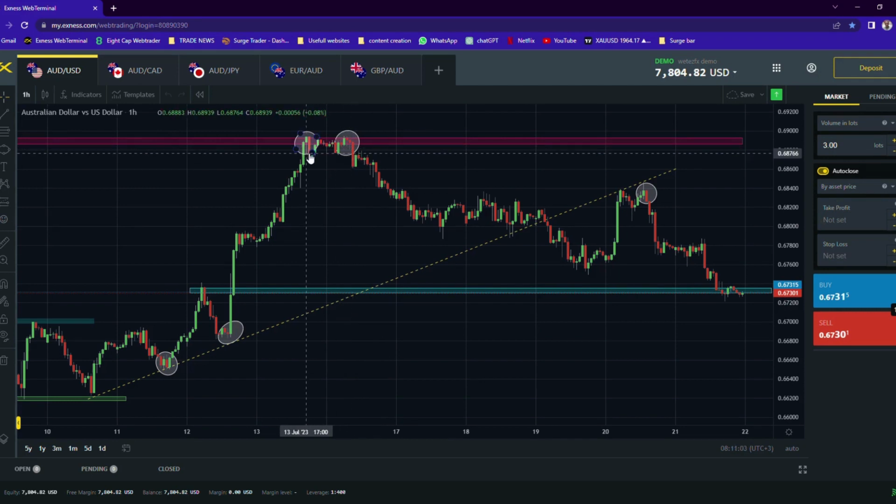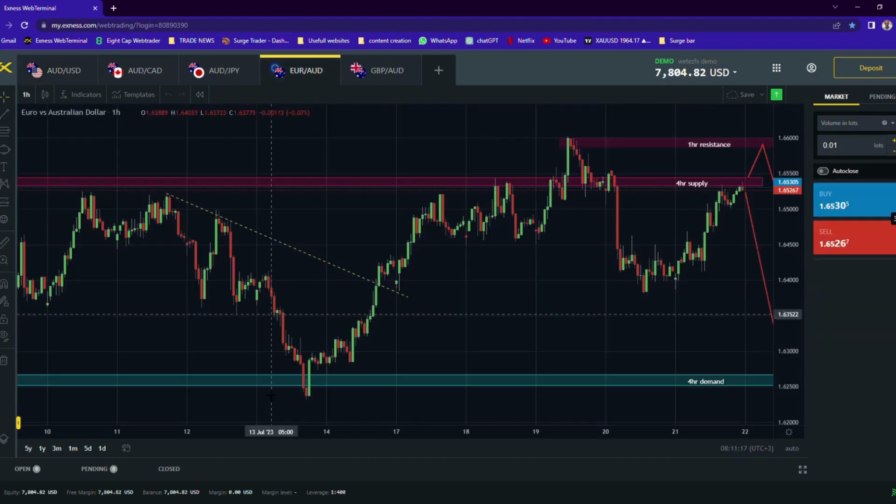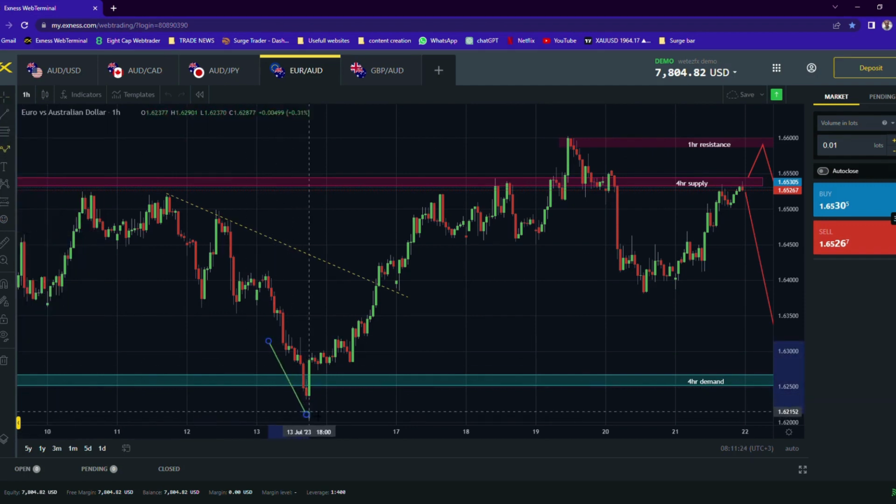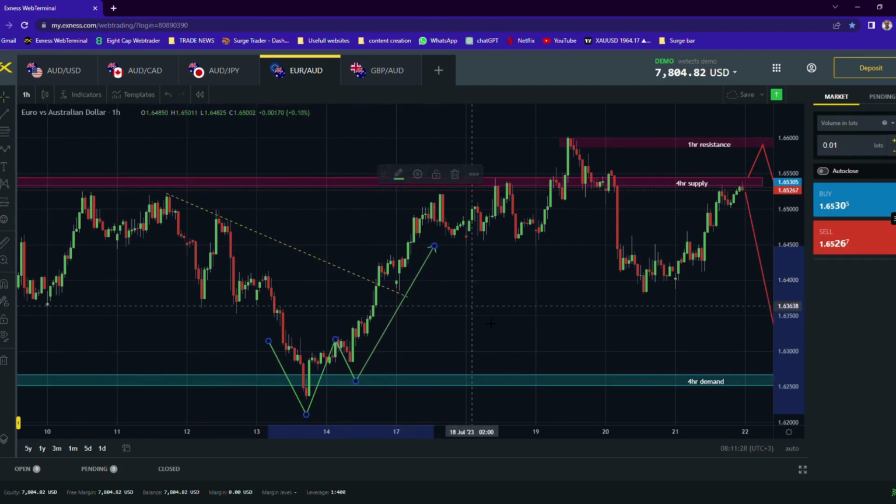So let's see if we can find them on 12th, 13th, 14th, and on 20th. We are going to look for buy entries. So let's look at Euro AUD on 13th and 14th if this confirmation is there on the buy side. So 13th and 14th is right here. As you can see, we have here a confirmation of this size.